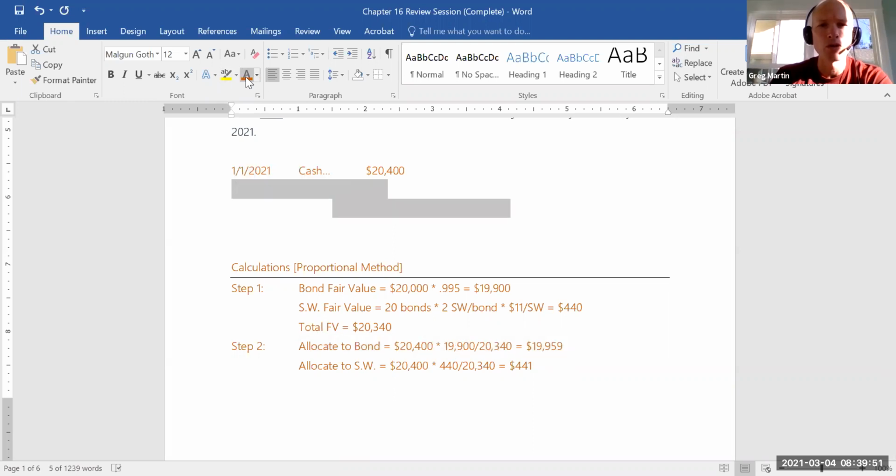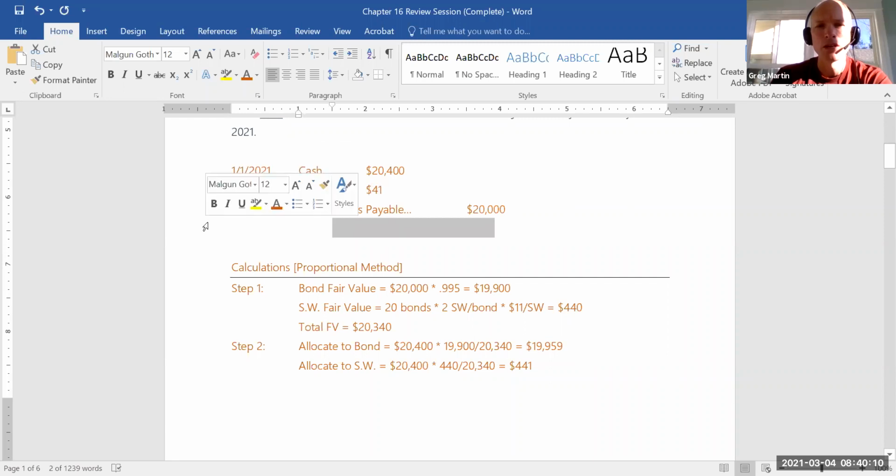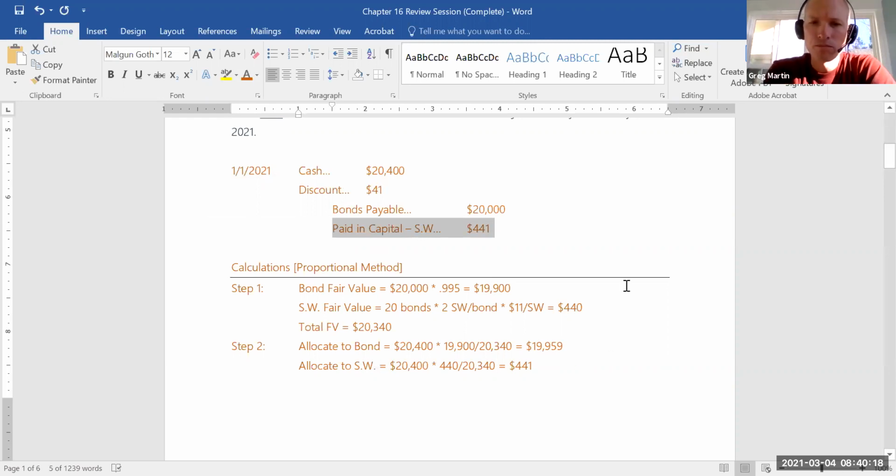And so when we do our journal entry, it's really two parts for the bonds. The face amount is what we assign to the bonds payable account. We learned that from Chapter 14. And then because the allocated amount to the bonds is less than the face amount, the difference is the discount balance. The second piece is just the paid in capital stock warrant, and that's allocated the fair value of 441, or the proportional fair value of 441.